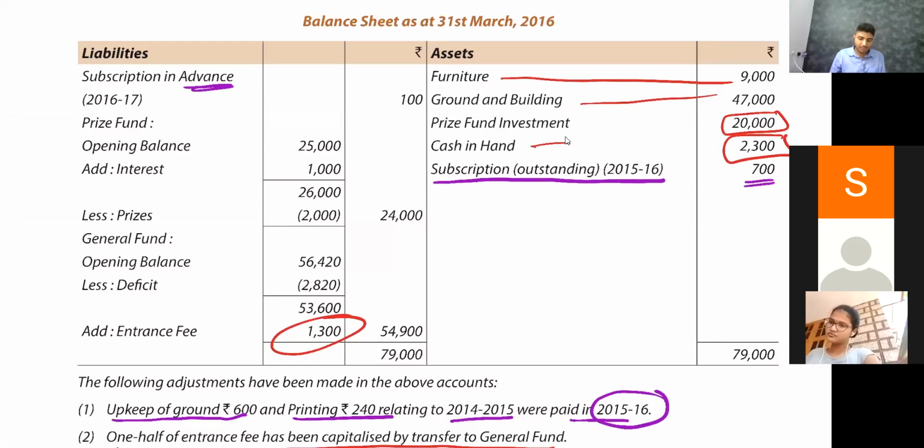Prize fund, see here, prize fund 25,000 rupees. Then they say add interest. Add interest, so it becomes how much? 26,000 rupees. Now my question to you is, what does it really mean? This 1,000, what should I do?